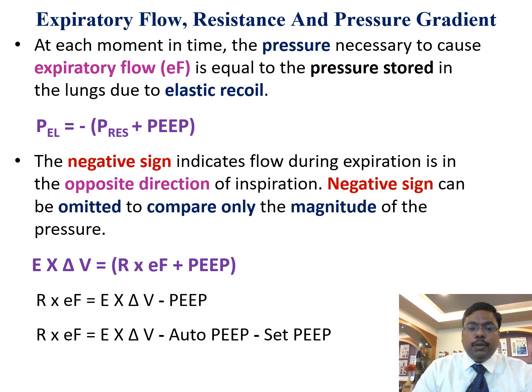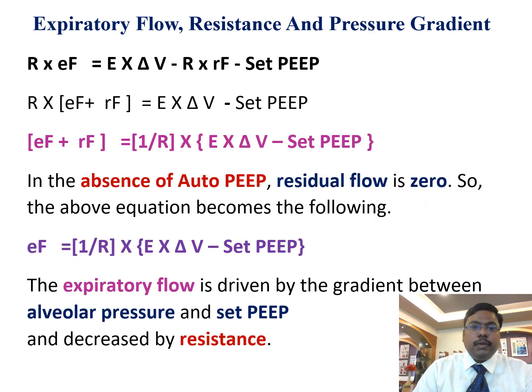PEEP denotes total PEEP, which is both auto PEEP and set PEEP. You have to substitute in its place. So expiratory flow, resistance and pressure gradient. If you substitute and rearrange, you will be getting the result: expiratory flow plus residual flow is equal to 1 by resistance into bracket elastance into delta V minus set PEEP. In the absence of auto PEEP, residual flow is 0. So the above equation becomes expiratory flow is equal to 1 by resistance into bracket elastance into delta V minus set PEEP. The expiratory flow is driven by the gradient between alveolar pressure and set PEEP and decreased by resistance.